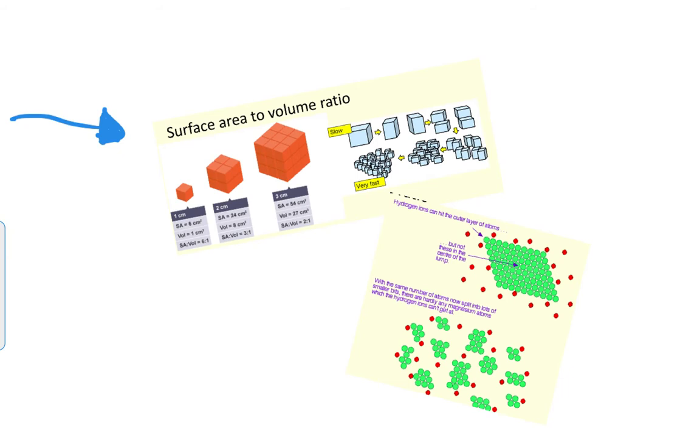Now, when you've got more particles exposed to react, you're going to have more frequent collisions. And if you have more frequent collisions, you are going to have a faster rate of reaction. More collisions means a higher rate of reaction.